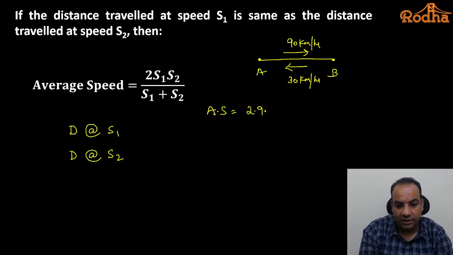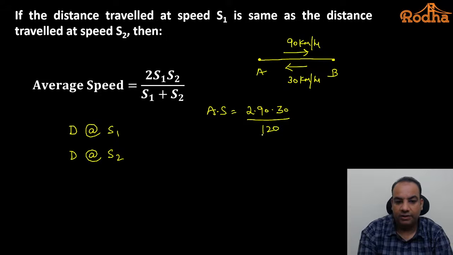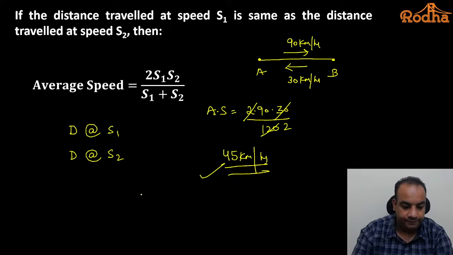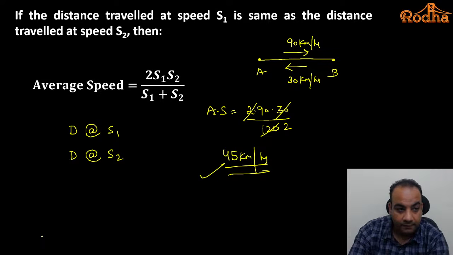What is the average speed of the entire journey? It is 2 s1 s2 upon s1 plus s2. If you solve this, that is 45 km per hour. So the average speed is 45 km per hour.